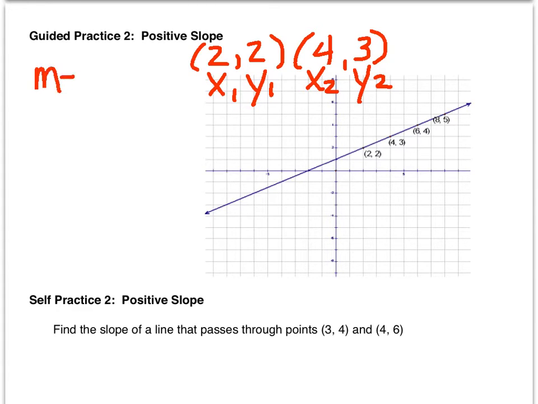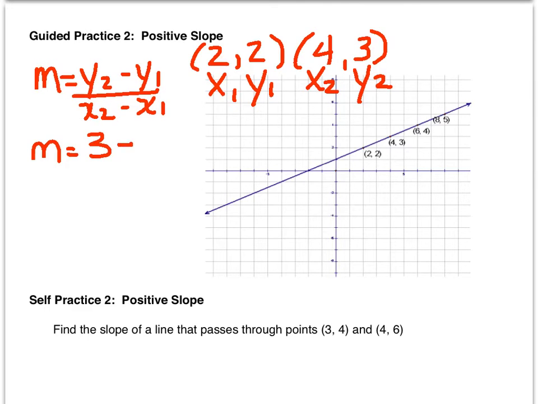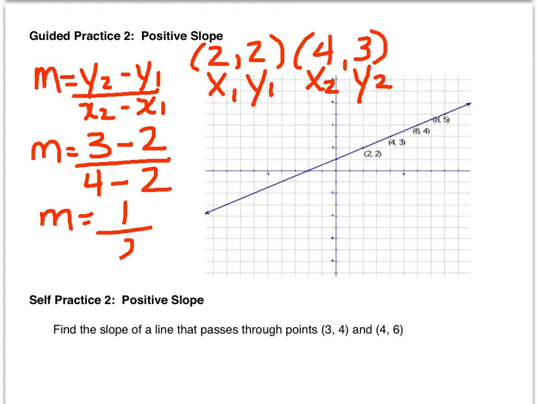Our formula is m equals y sub 2 minus y sub 1 divided by x sub 2 minus x sub 1. Go ahead and write this formula each time you work a problem to help you to memorize that formula. So let's go ahead and substitute in the information that we know. Y sub 2 is 3 minus y sub 1 is 2. We're going to divide that by x sub 2 is 4 minus x sub 1 is 2. When we simplify, we get 3 minus 2 is 1, and 4 minus 2 is 2. So our slope is 1/2.